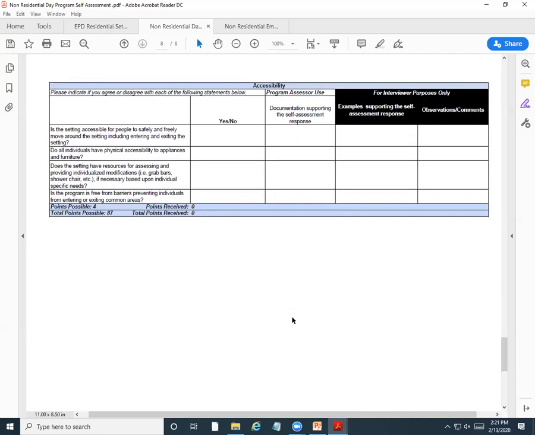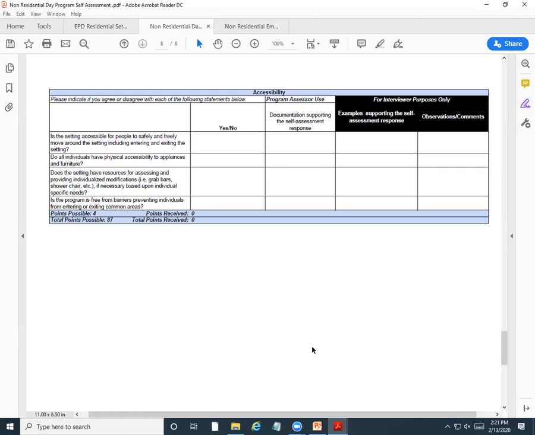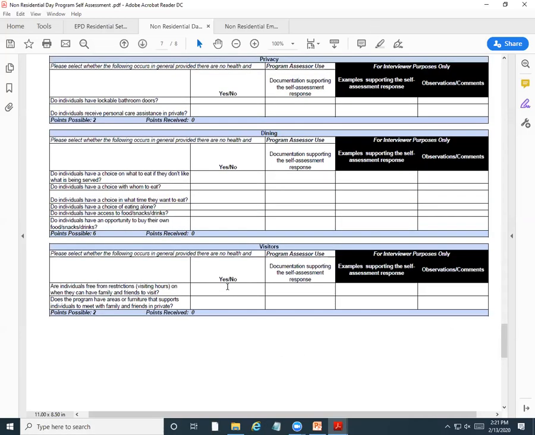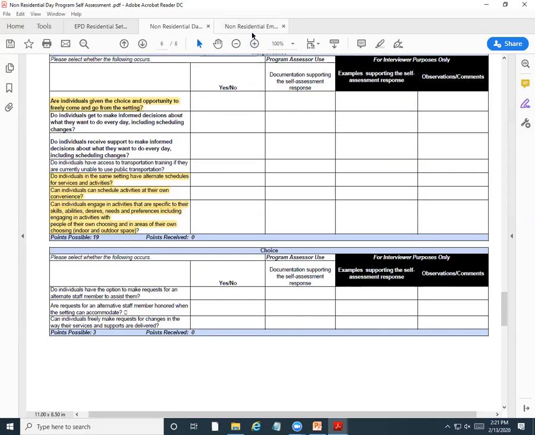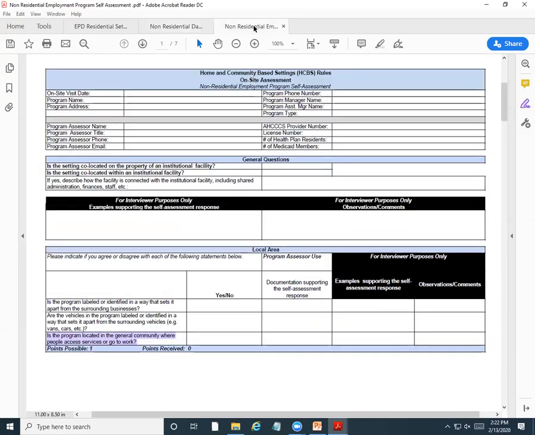That might be it. So for day program, a lot of these are going to be similar to what's in the residential, with the roommate and all that stuff removed. Those are the ones that are really specific to the day program that I wanted to go over. And we'll jump to the employment self-assessment now.